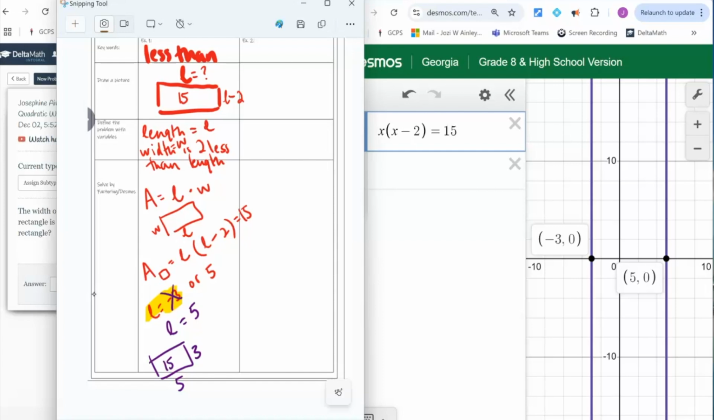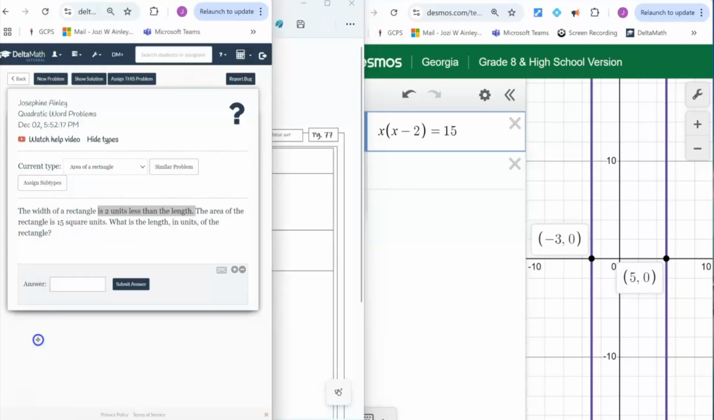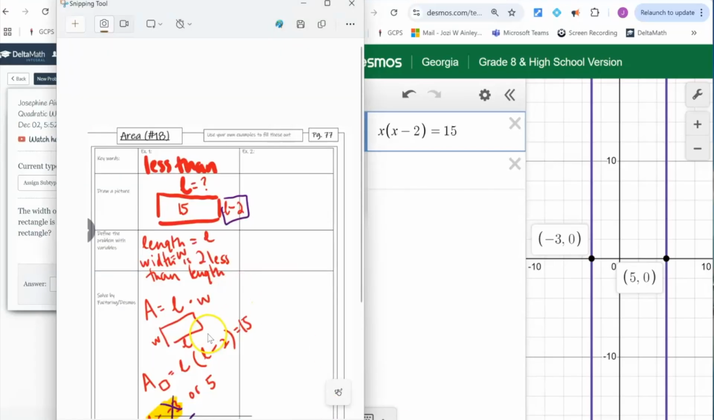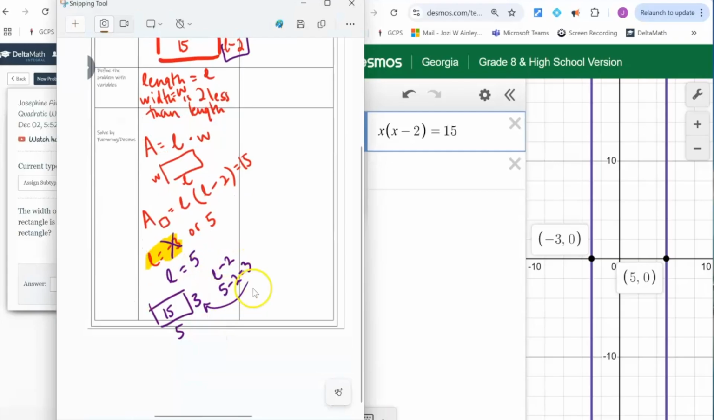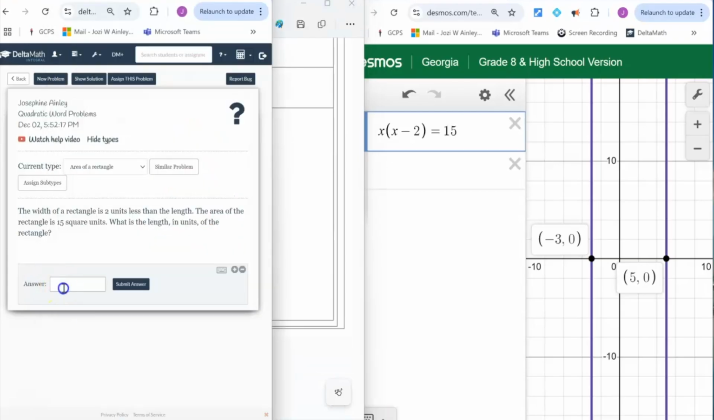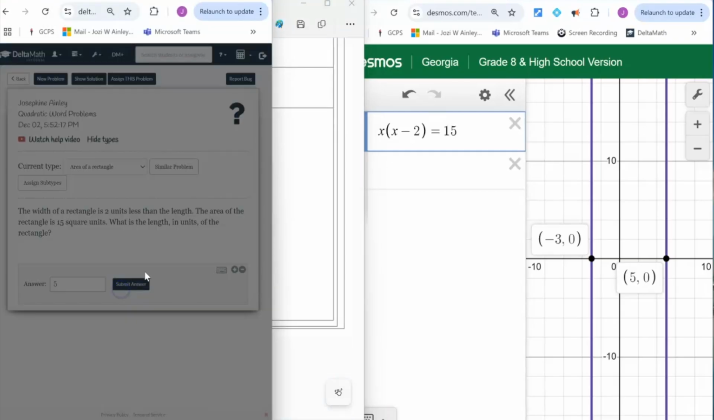Let's double check that. Remember, we said that it's L minus 2, right? So L minus 2 is going to be 5 minus 2, which is going to be what? 3. So my width does work out to be 3. Now I can answer whatever the question was, which was, what is the length? And be careful, because sometimes they ask for the length, sometimes they ask for the width. So what did we find our length to be? Our length was 5, so I didn't even have to do this extra step. I'm just going to put it in as 5.